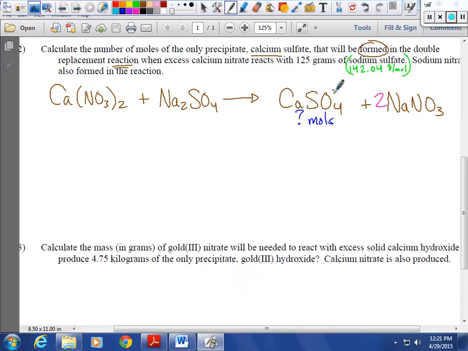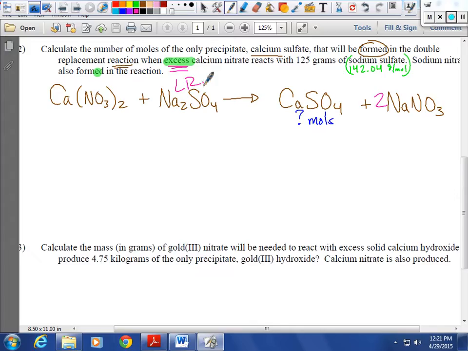That will be formed with a double replacement reaction when, and this is the word I want you to circle, that needs to be very exciting to you. As soon as they tell you something is in excess, what does that automatically make the other one? The limiting reactant. This part right here is very good because as soon as it says calcium nitrate is in excess, that automatically makes sodium sulfate the limiting reactant.